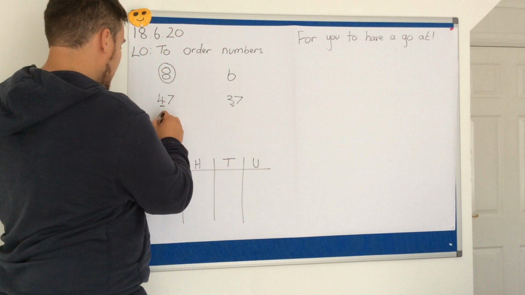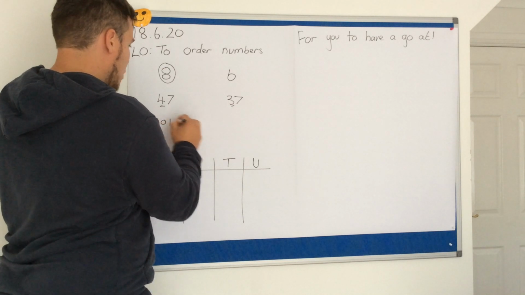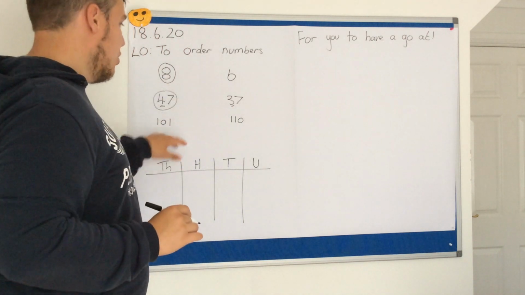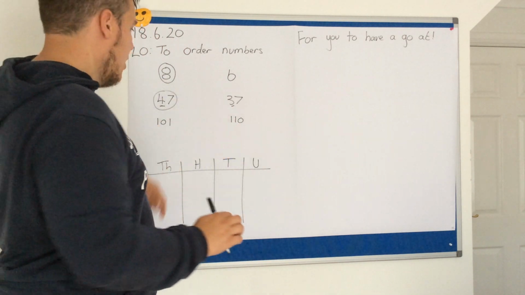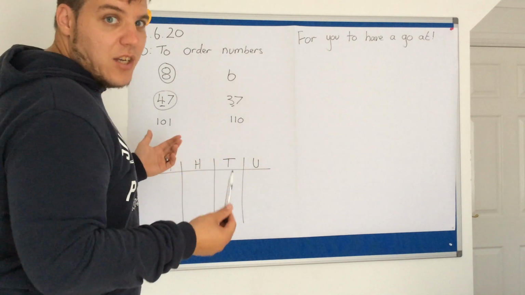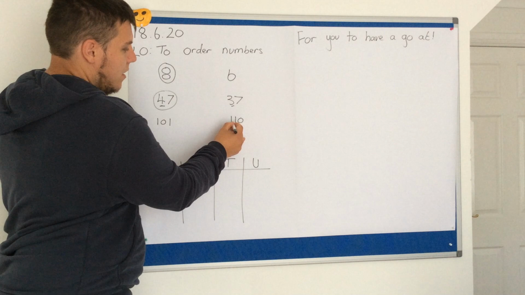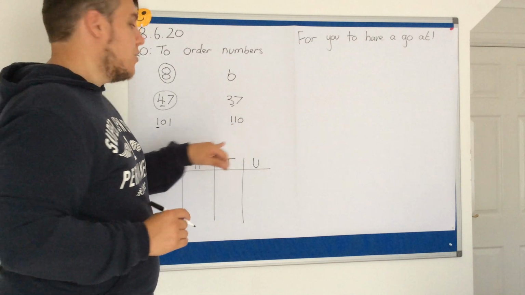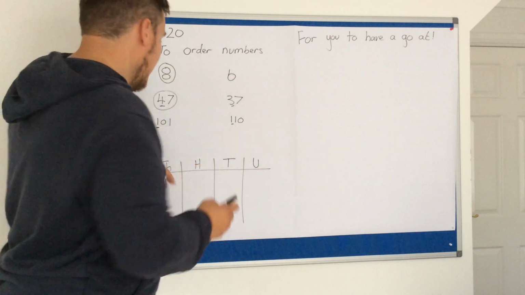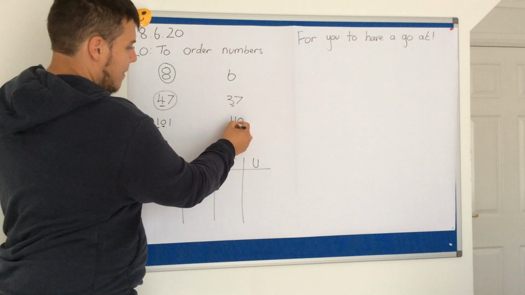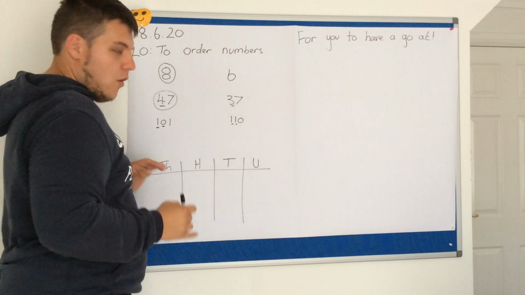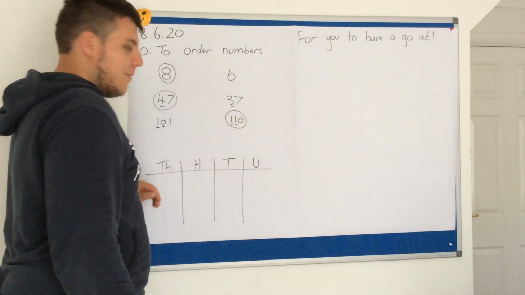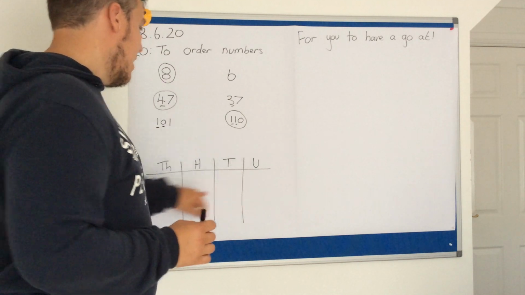What if I then had 101 and 110? So to find out which one is the biggest, I could start with the biggest value that I've got. So I've got my hundreds here, and my hundreds are both the same. So I need to move on now, I need to jump on to my next. So in my tens column, I've got a 0 and I've got a 1. Which one is bigger? My 1. So 110 is my largest number, and I can see that in my place value.